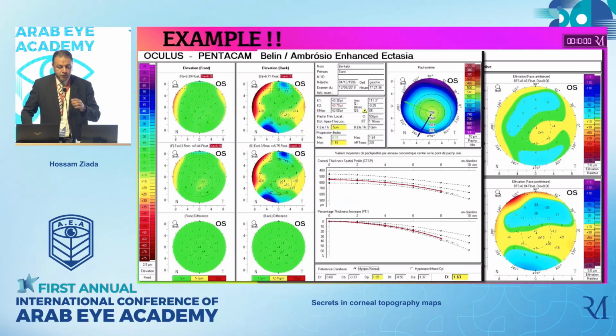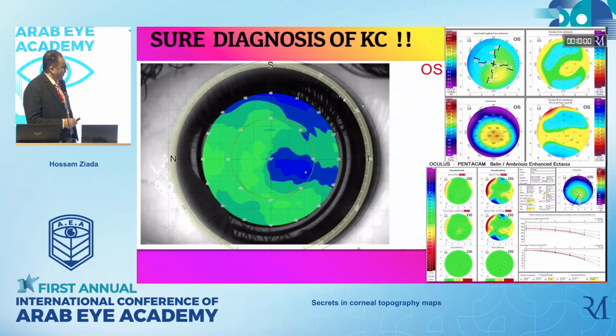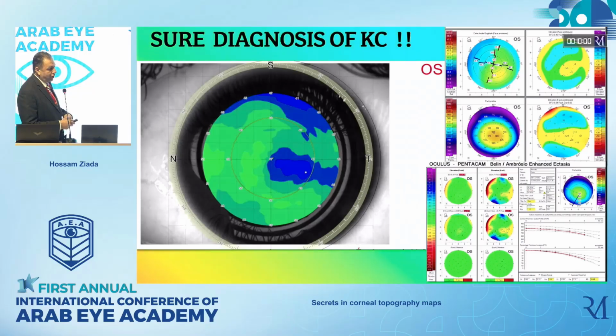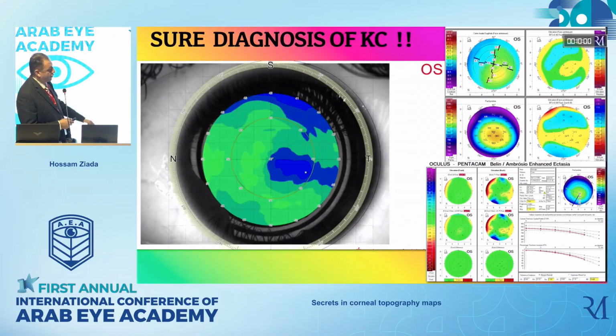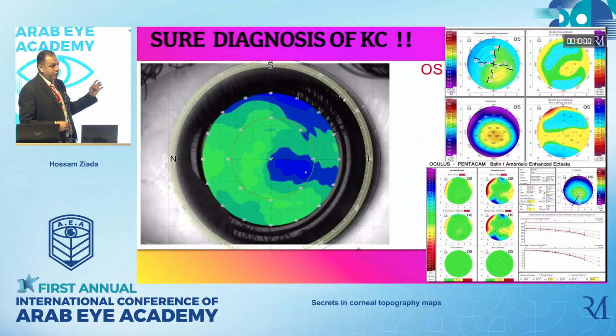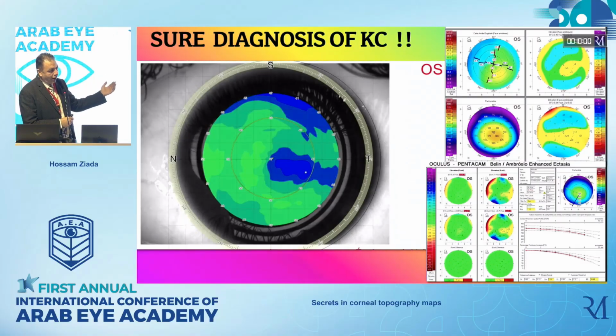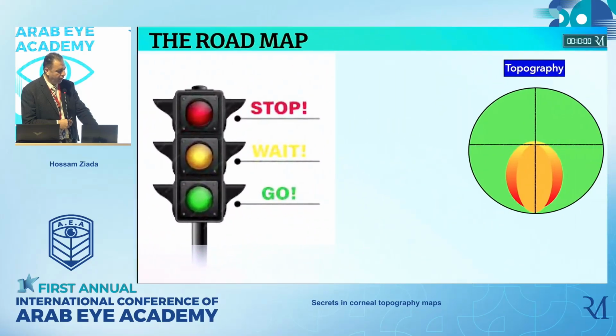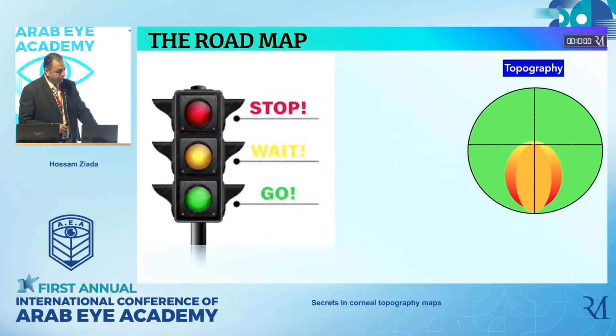But when I finally sent this patient for epithelial mapping, I found a sure sign of early detection of keratoconus in this patient, which is the donut sign formation on the cone, on the steep part. So I could diagnose this patient surely with keratoconus. So I excluded refractive surgery altogether and went to manage the keratoconus. So the roadmap from the epithelial mapping is either to stop, wait, or go.